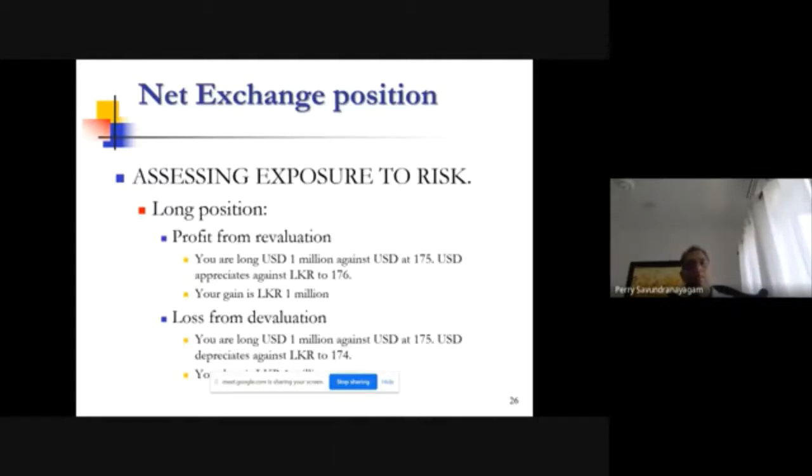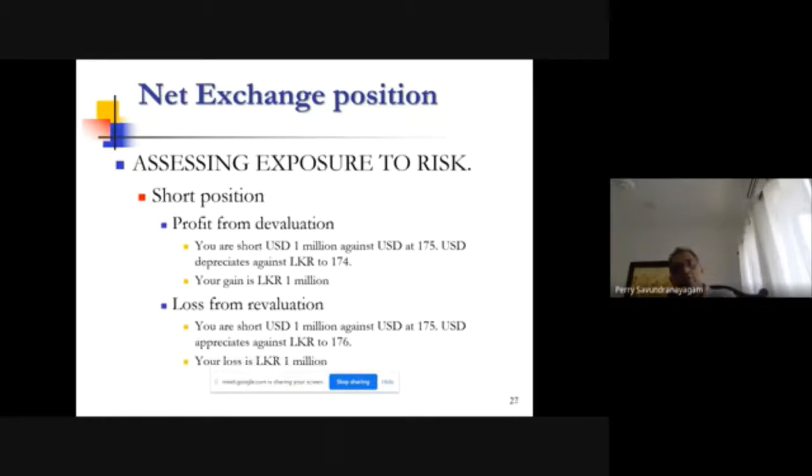Yeah, so this is long. These examples are going back to what I just mentioned. You are long at 175. The dollar appreciates against the rupee. It will go to 176, and you make a 1 rupee gain. And if it devalues, you make a 1 rupee loss. And if you are short dollars, remember again, that's the impact of that.